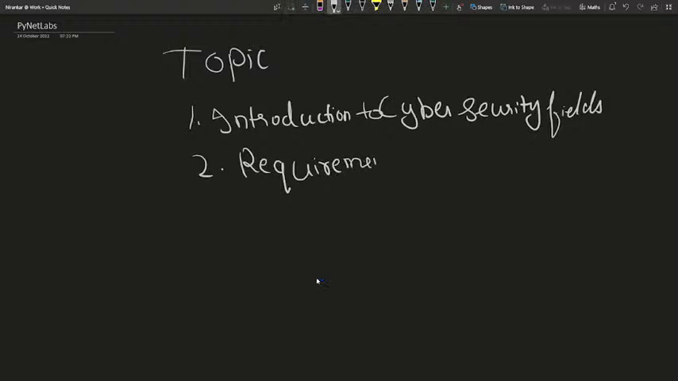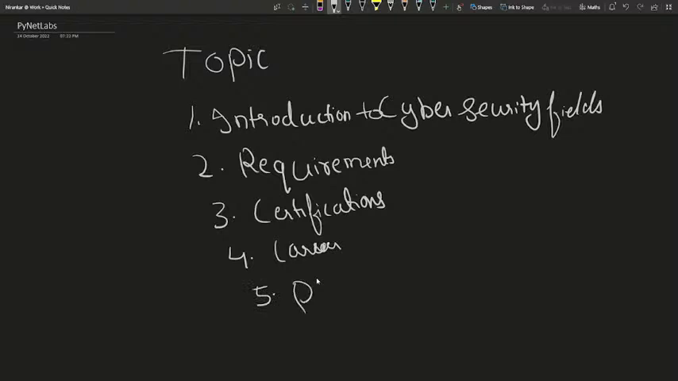Requirements for it. Number three, certifications you should pursue. Number four, we will talk about the career roadmap and the average salary which a hacker or a cybersecurity professional gets. Right, at the end I will show you a practical demonstration of how social engineering is done. Everything will be taught from scratch, so nothing is going to be too complicated to understand.